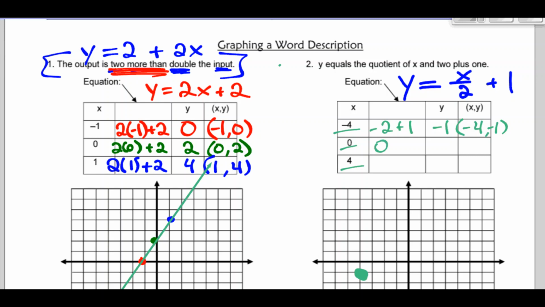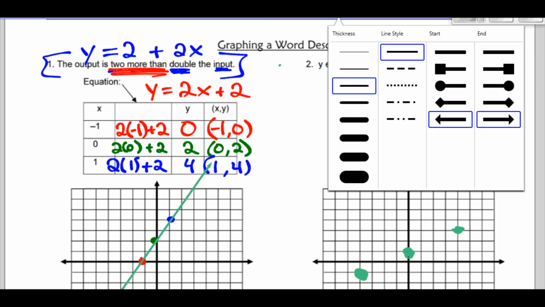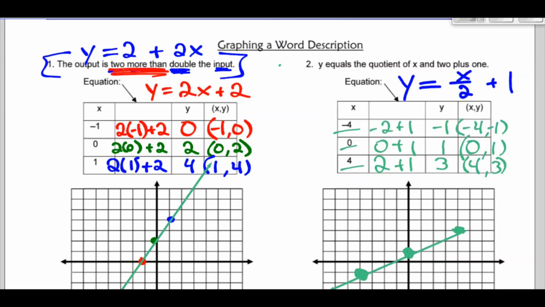I plug in 0, I get 0 plus 1, that's 1. So 0, 1 is my second point. Then I plug in 4, I get 2 plus 1, that's 3. So 4, 3 is my final point, and I want to make sure that those actually line up. 1, 2, 3, 4, 1, 2, 3. That looks good, but since I have a computer to help me, I want to make sure that those actually line up. Yep, that makes a perfectly straight line.